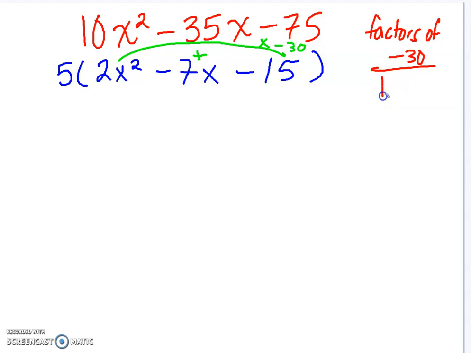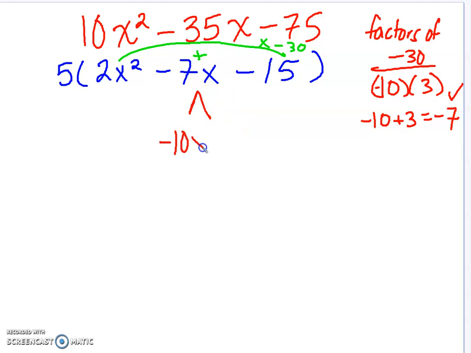So I would be drawn to looking at 10 times 3. Because I need a negative 7, it would have to be negative 10 and positive 3, because if I add negative 10 and positive 3, I'm going to get negative 7. So those work. So I'm going to start by breaking down negative 7x into negative 10x plus 3x, and I drop down the first and last term once again. I'm going to leave that 5 out for now and just bring it back in our last step.